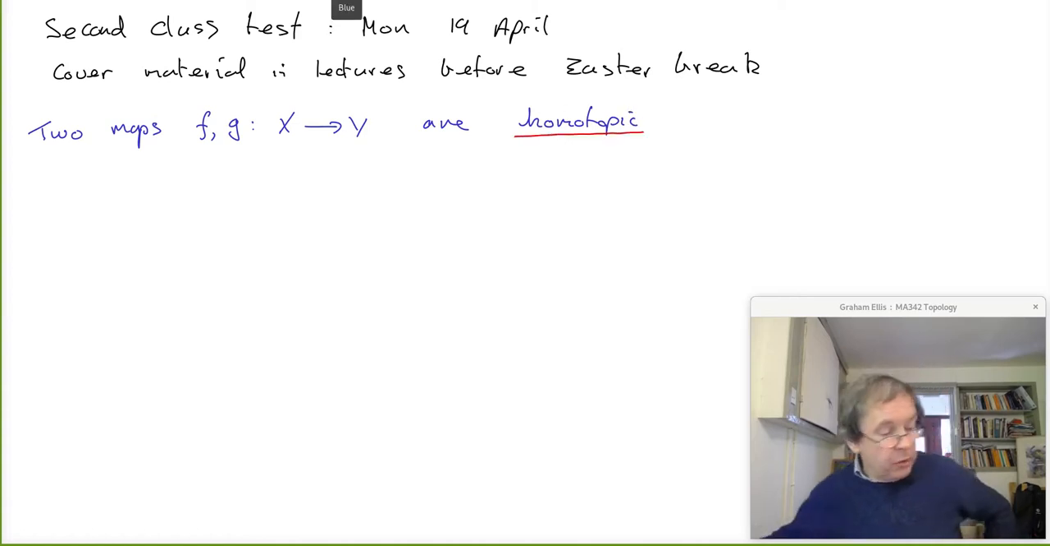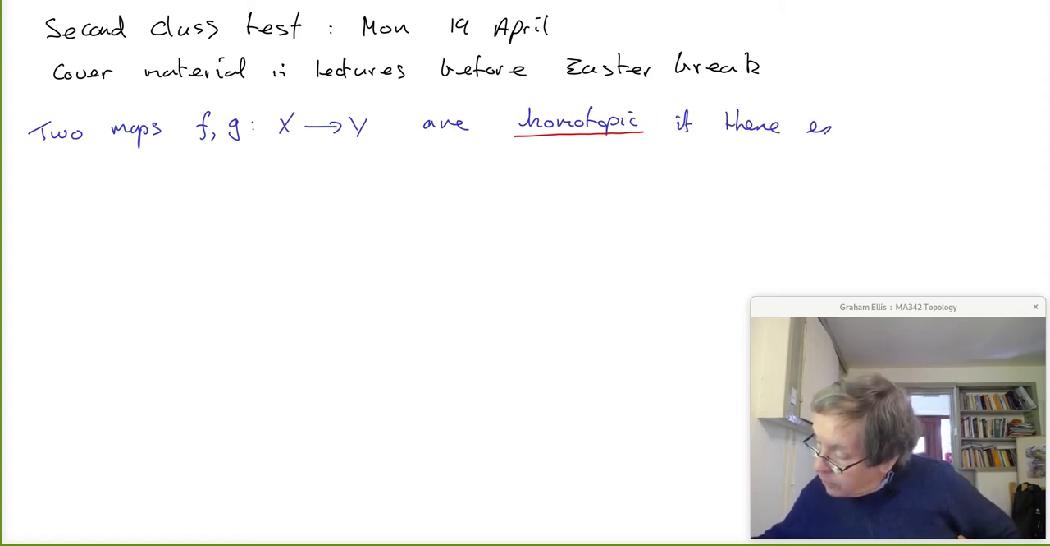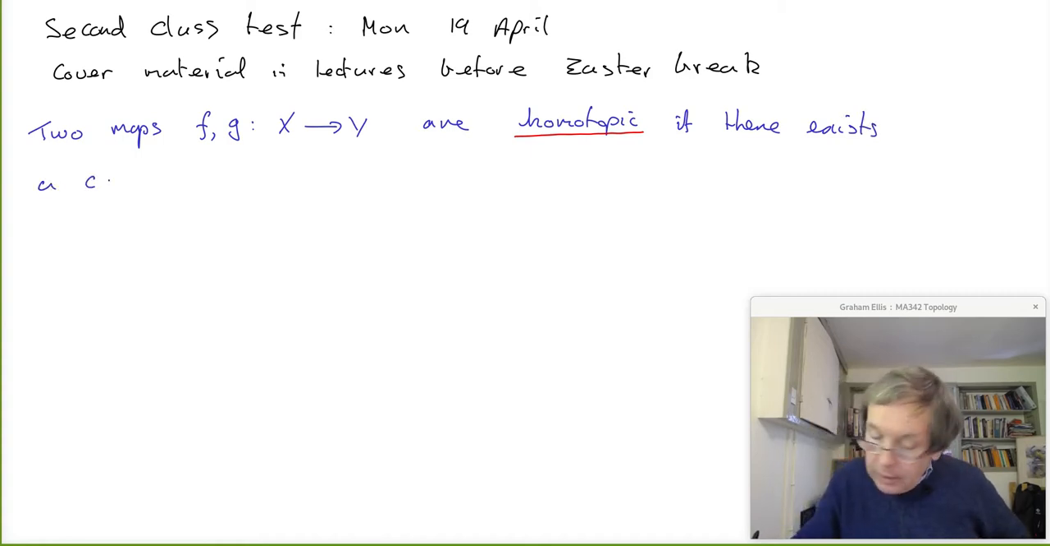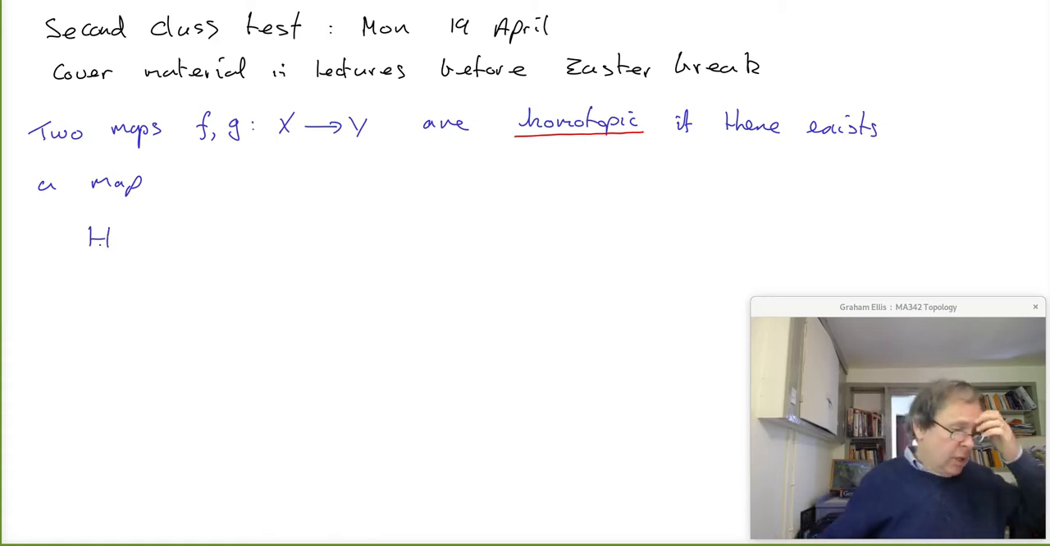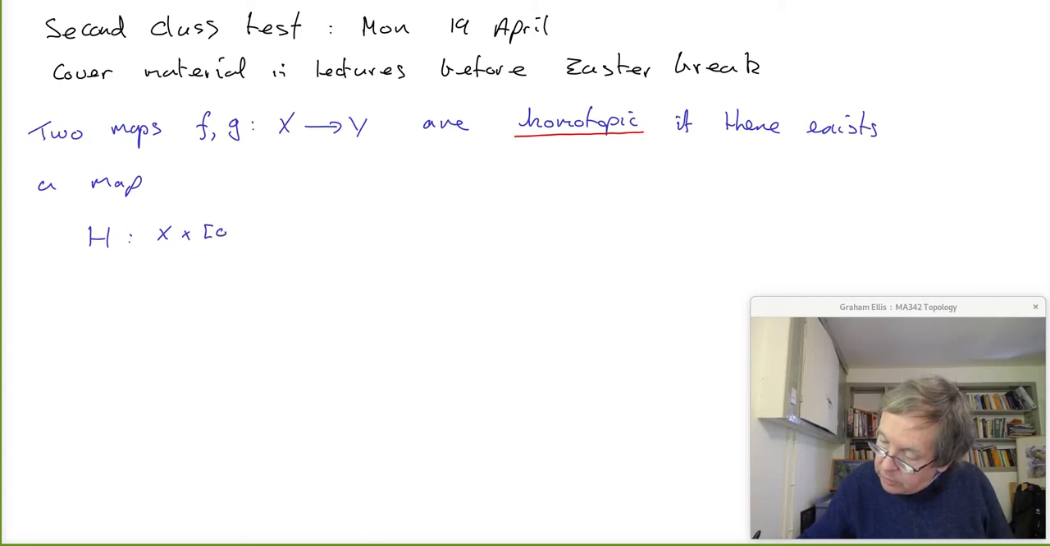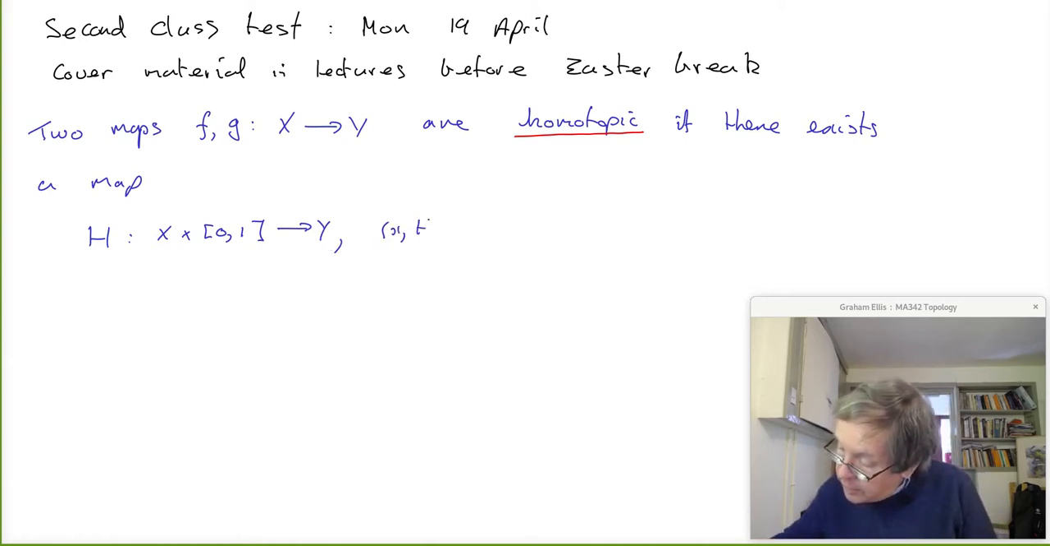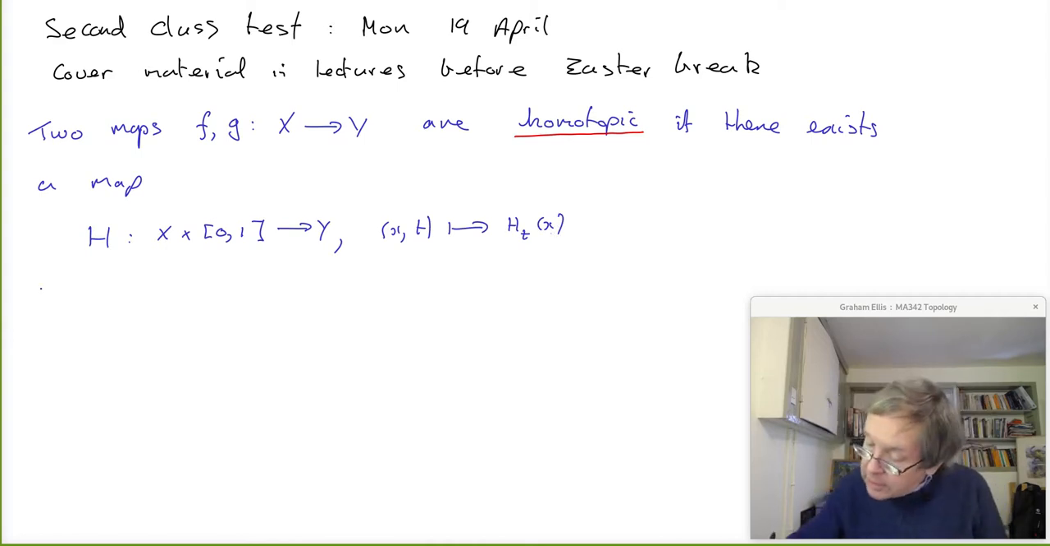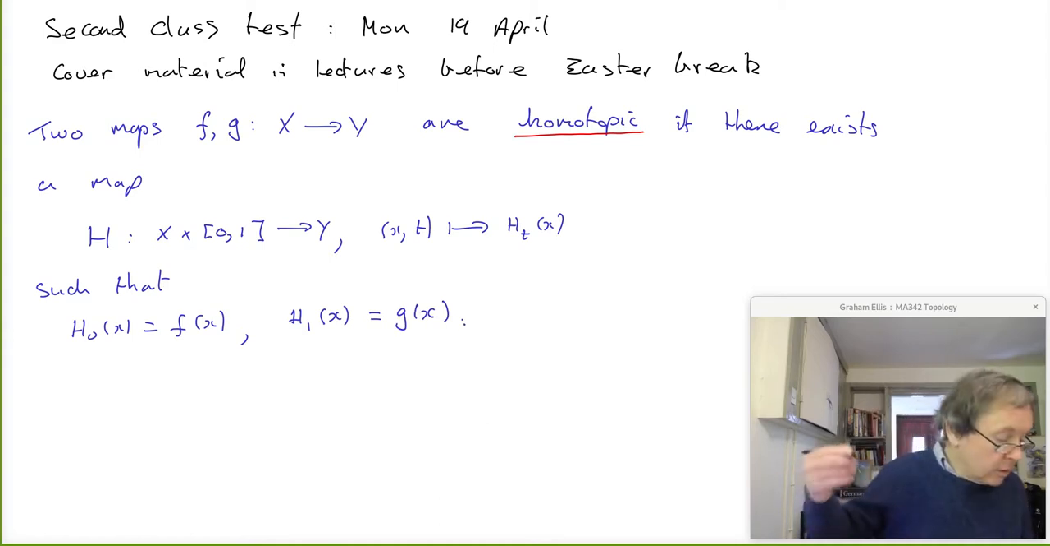If there exists a continuous function, a map, which I called capital H, from the direct product of X with the unit interval [0,1] to Y, sending a pair (x, t) to some element in Y, which yesterday I was writing H_t of x, such that when we restrict to t equal to 0, we get that H_0 of x is just f of x. And when we restrict to t equal to 1, we get H_1 of x is the same as the function g of x. So that was what I did yesterday, and I tried to explain it as best I can.